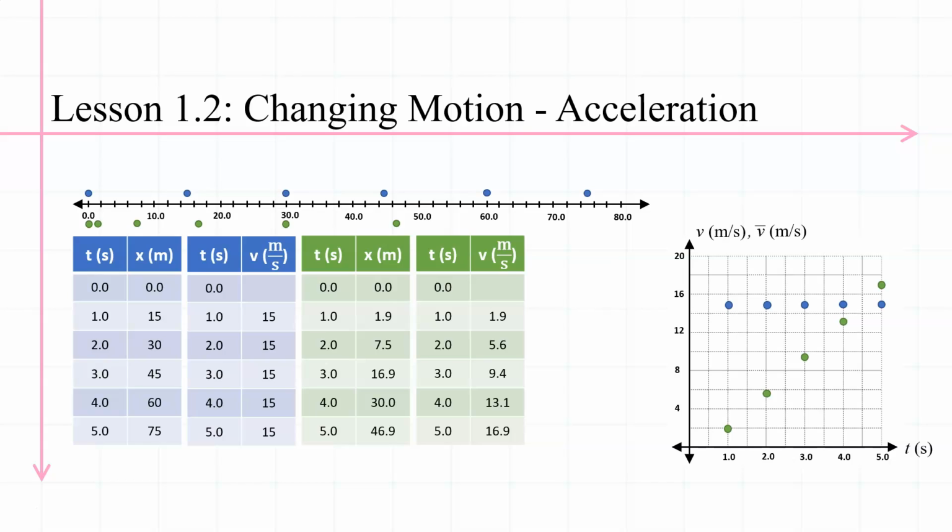That means it's the average. We calculated it using our average velocity formula. If the velocity is constant, like it was for the blue car, I don't have to say it's average because I know that it's remaining at 15 meters per second the entire time. But for the green car, the velocity was constantly changing.